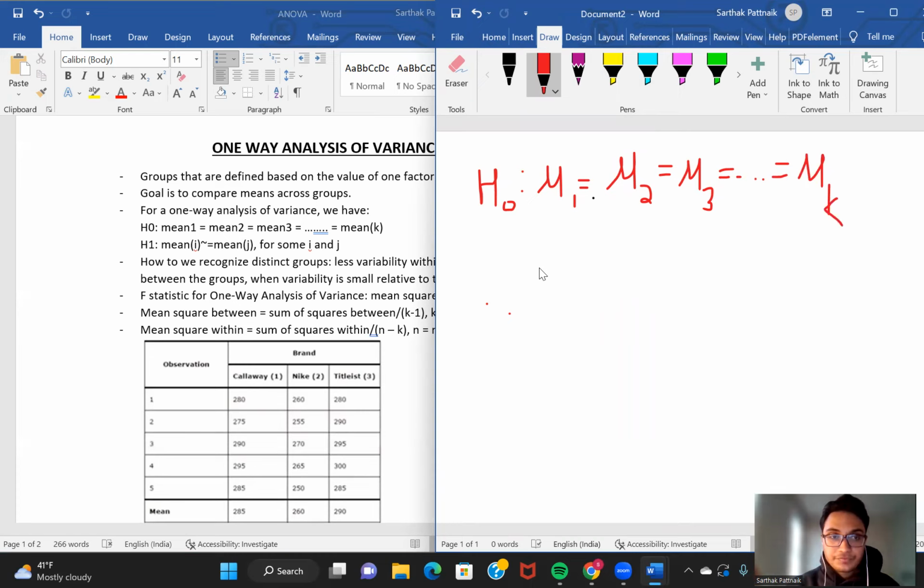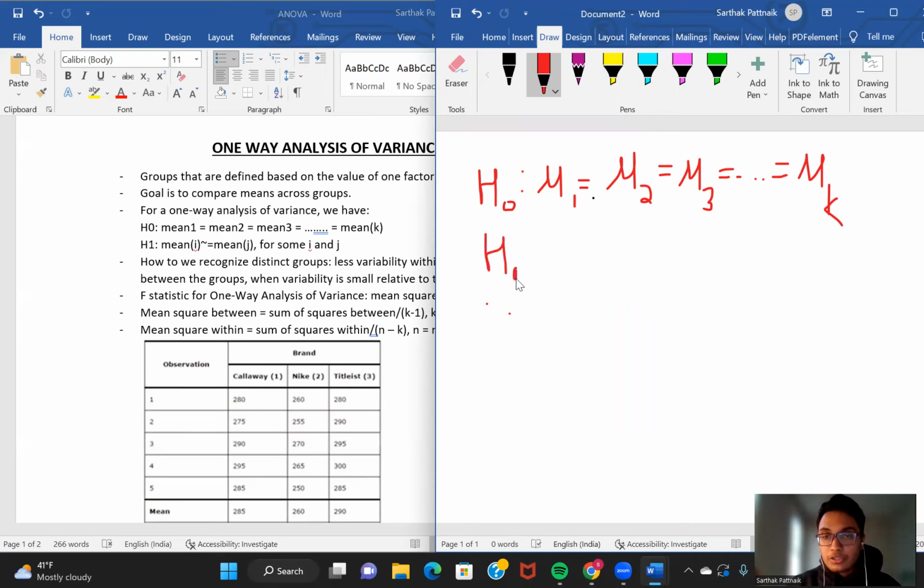So the idea here is that if the measure of variability of all the different groups are the same, then there is no distinction between the groups and all of them are basically the same.